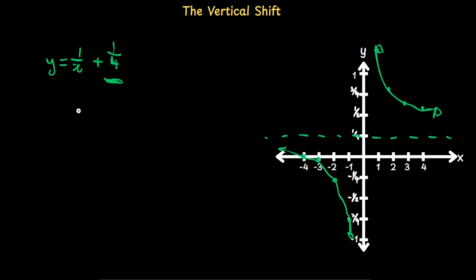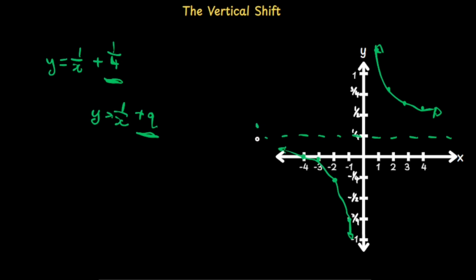And that tells me that in the equation y is equal to 1 over x plus q, this q value, this number that I am adding to the natural hyperbolic function, is going to be the value of my horizontal asymptote. That's a very important point to take note of.